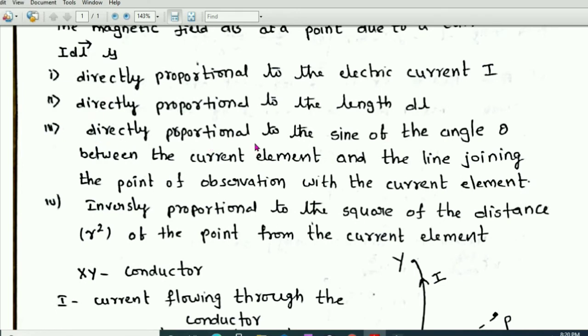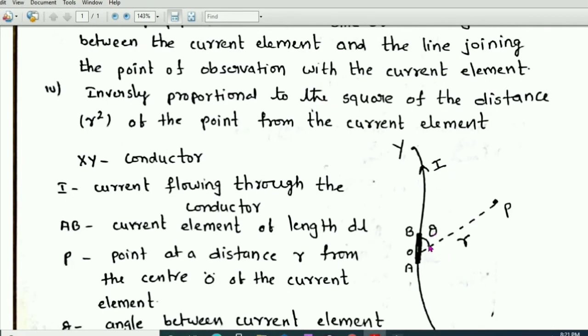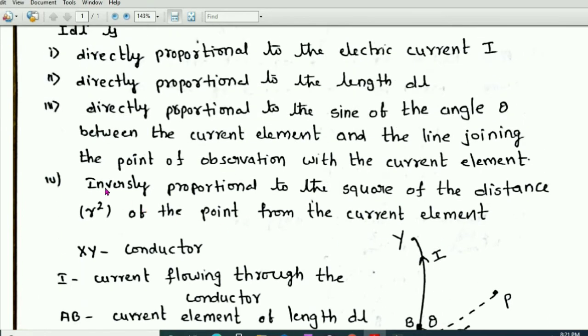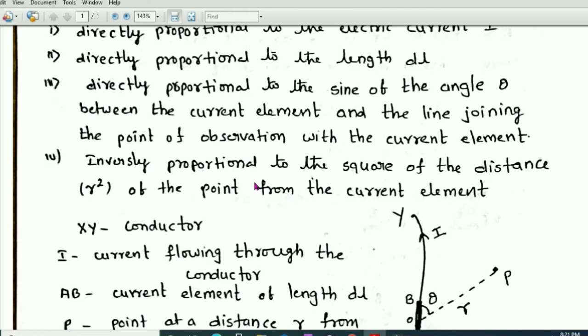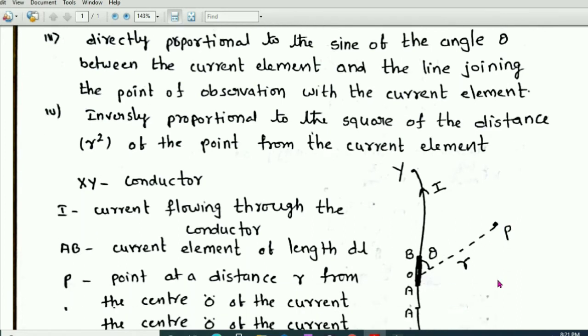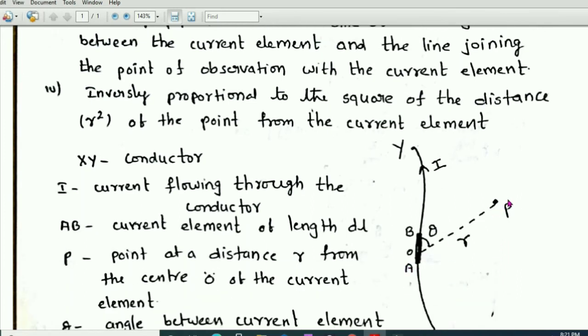Next, it is directly proportional to the sine of the angle theta. Now this is the theta. So dB is directly proportional to sine theta, and inversely proportional to the square of the distance. The distance is r and the square of the distance is r square. So it is inversely proportional to r square, the square of the distance of the point from the current element, where r is the distance of the point from the current element.